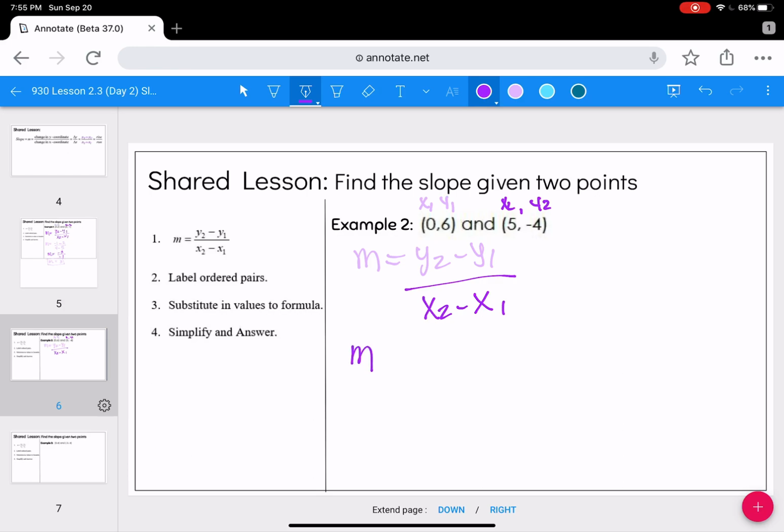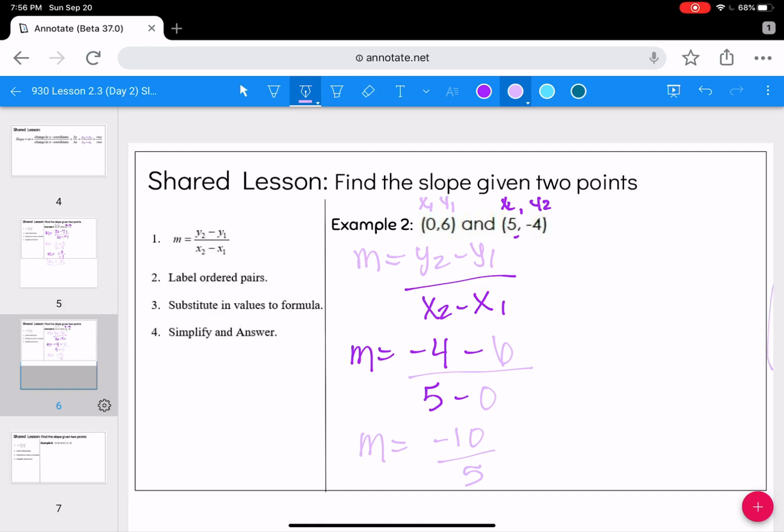So we have m is equal to, I'm going to take my y2 value, which is -4, and I'm going to subtract from my y1 value, which is 6. Then I'm going to take my x2 value here, which is 5, and we are subtracting from my x1 value, which is 0. And we are left with m is equal to -4 minus 6 is -10, over 5 minus 0 is a positive 5.